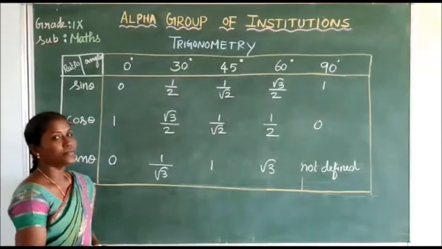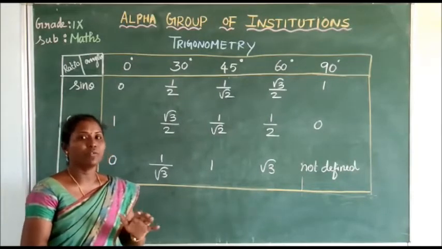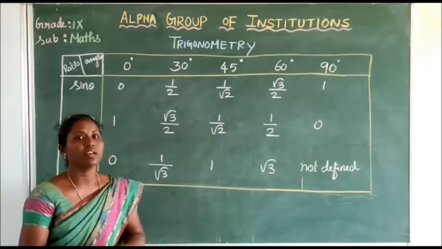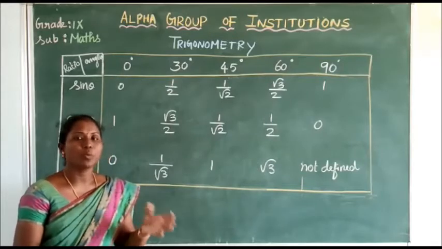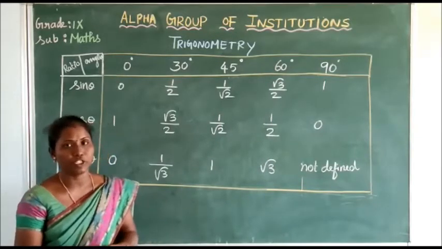Good morning, children. We are now solving the chapter Trigonometry, and we have solved the first exercise. We completed the first exercise. Today we are going to solve the problems in the second exercise. The problems in the second exercise are based on the angle of elevation and depression.